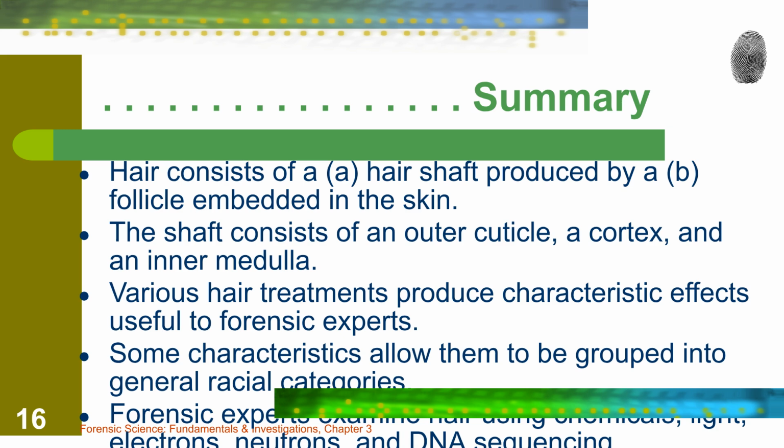In summary, a hair shaft is produced by a follicle. The shaft has a cuticle, cortex, and medulla. Forensic experts use treatments, racial categories, and advanced analysis like DNA sequencing to examine hair.